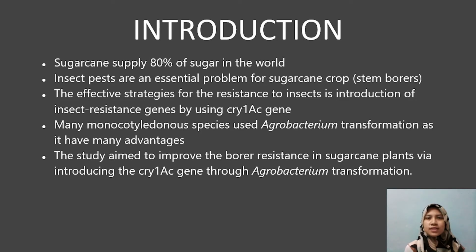One of the effective strategies to overcome this problem is by introducing the insect resistance gene, which is Cry1AC gene. Recently, many monocotyledonous species use the Agrobacterium transformation method as it has diverse advantages. Thus, the purpose of this study is to improve the borer resistance in sugarcane plants via introducing Cry1AC gene through Agrobacterium transformation. Further explanation will be continued in the next slide.